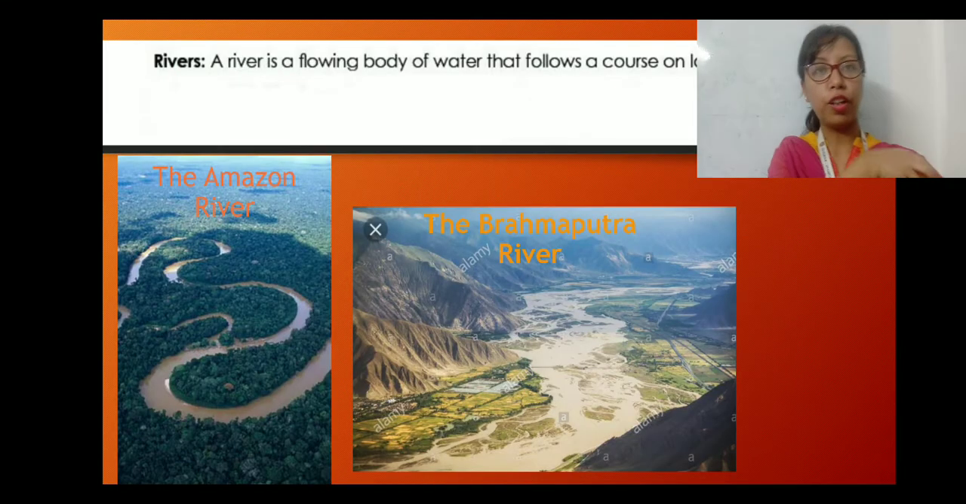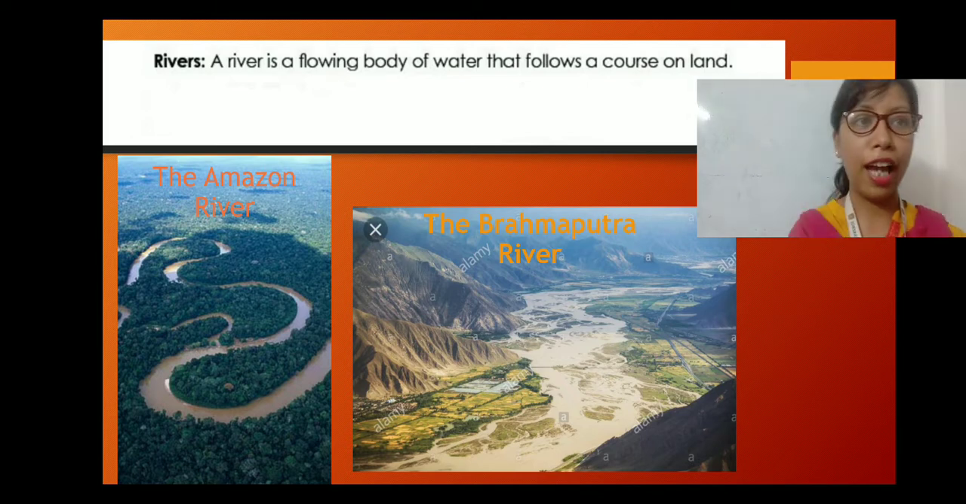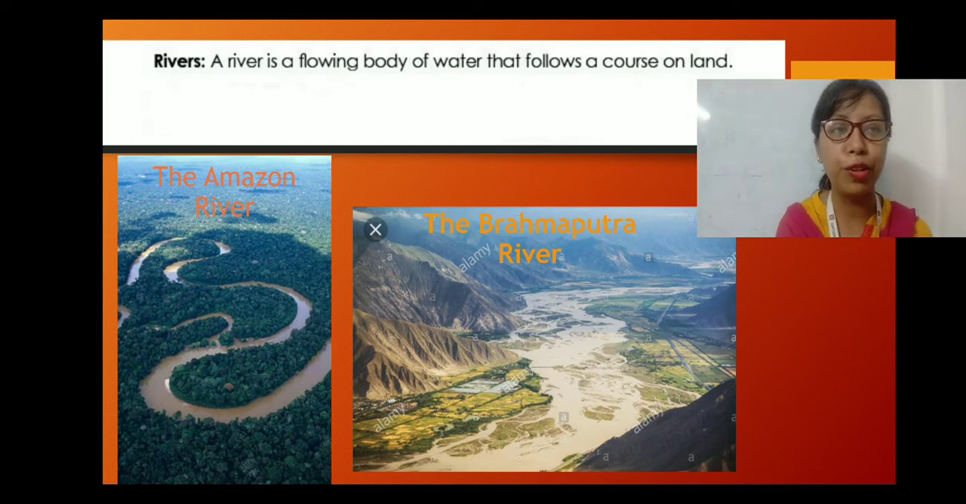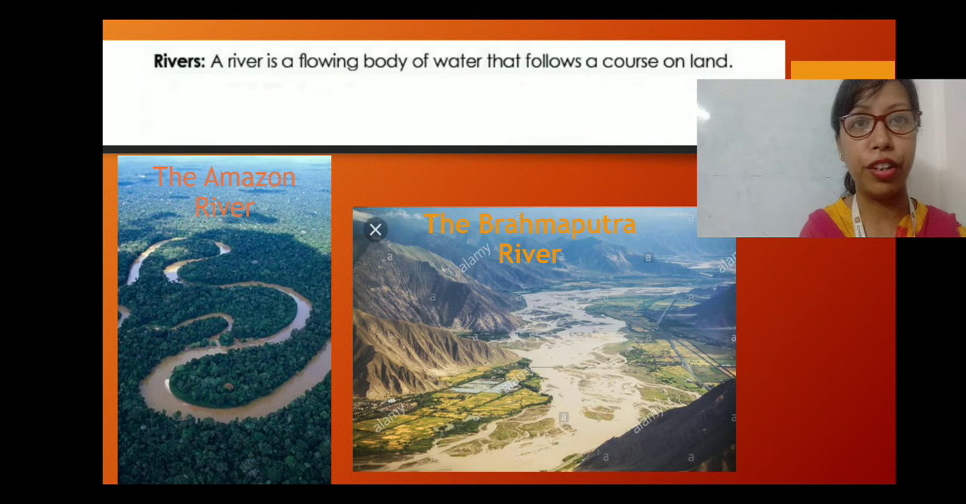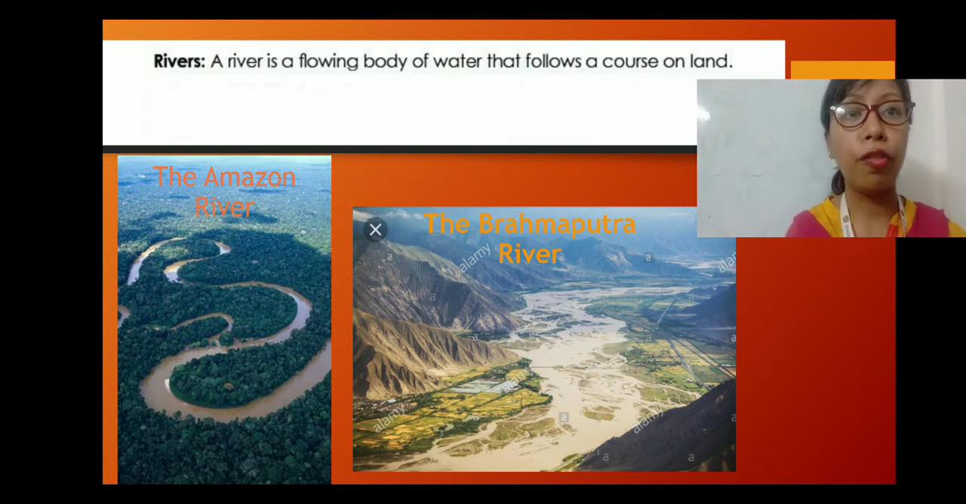Now let's move towards the rivers. The rivers are very common to you, right? We have our own river, the famous Brahmaputra river. Now what is a river? A river is a flowing body of water that follows a course of land. So rivers follow the course of land. Course means a path of the land, okay?